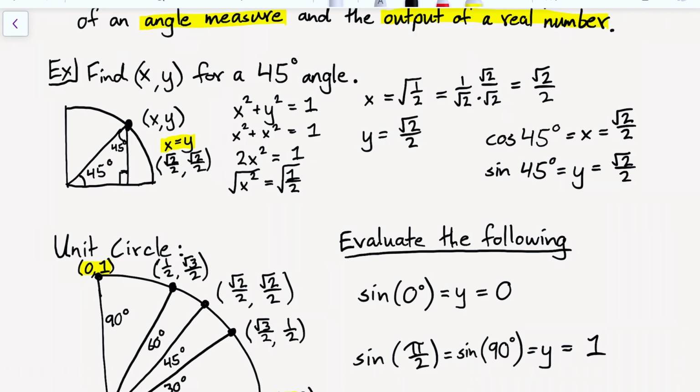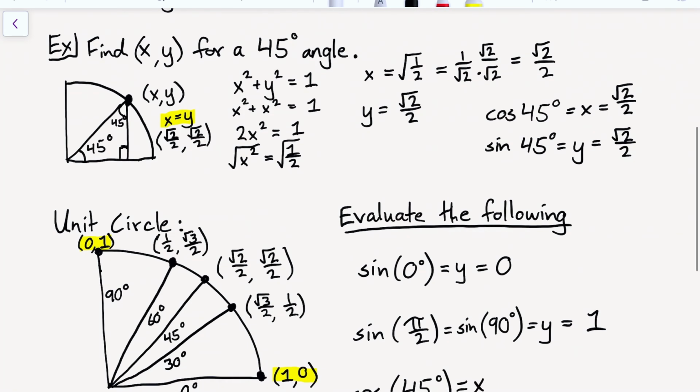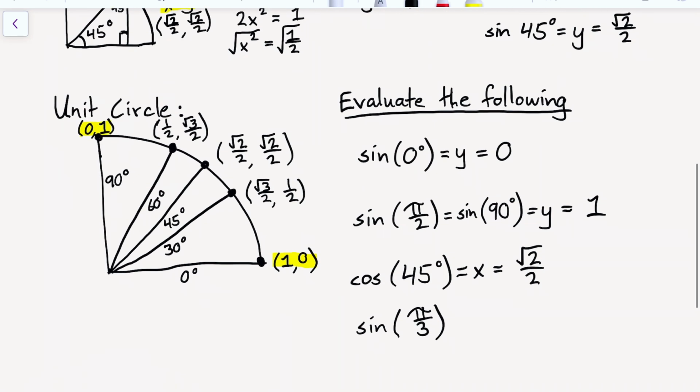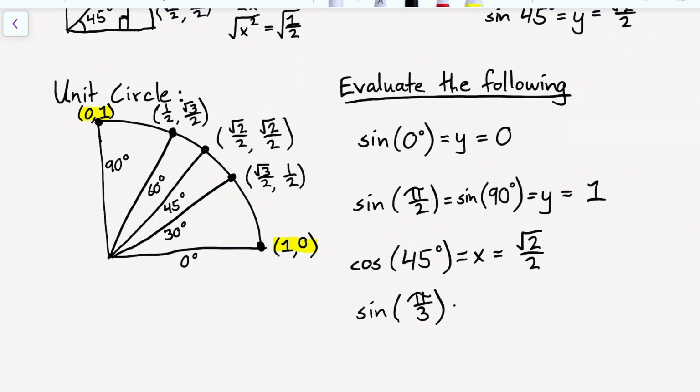Cosine of 45 degrees was one that we evaluated above. That's the x value at 45 degrees, which is equal to root 2 over 2. And finally, sine of pi over 3. Pi over 3 is 60 degrees. And because this is the sine measurement, that's the y value at 60 degrees. Here is the point that we're looking at, and the y value is root 3 over 2. So we can begin to use the unit circle and some of these terminal points to evaluate sine and cosine of many of our angles.